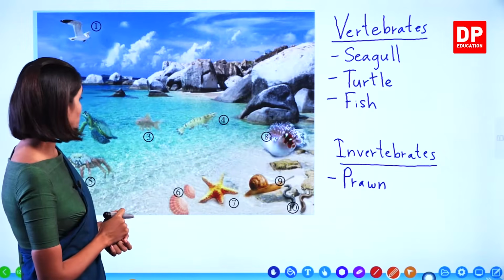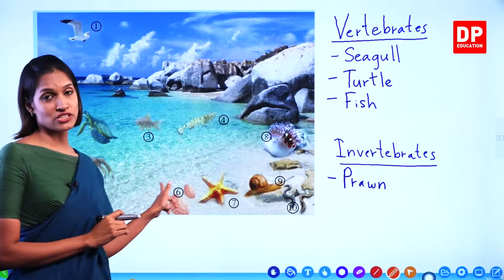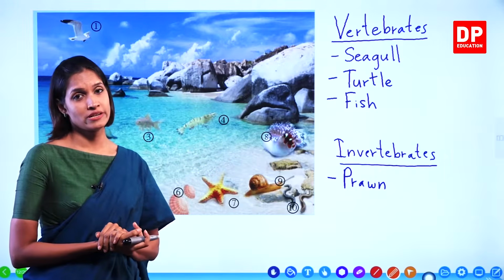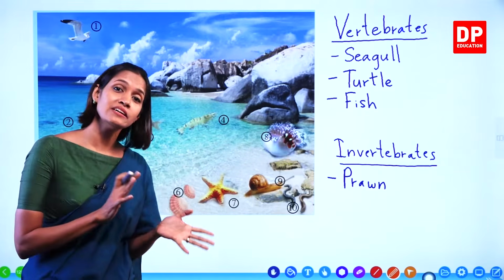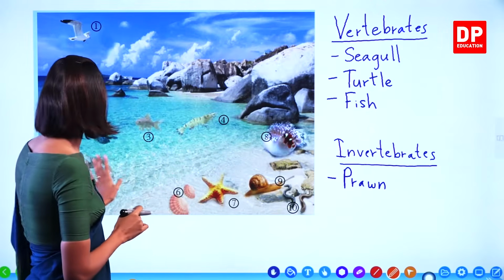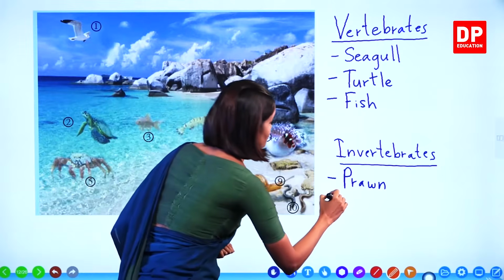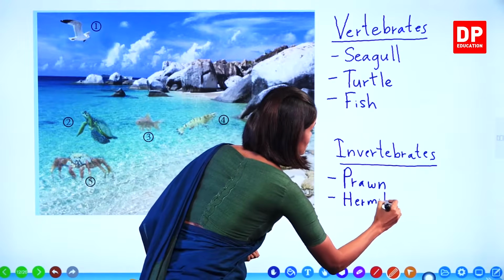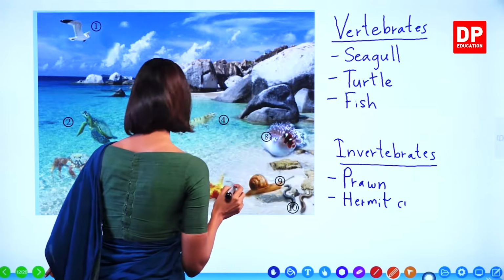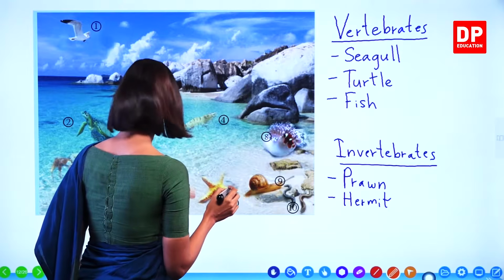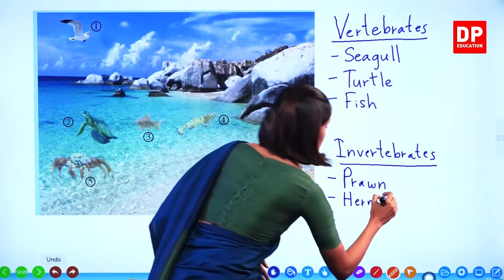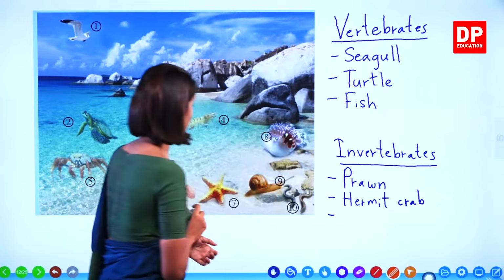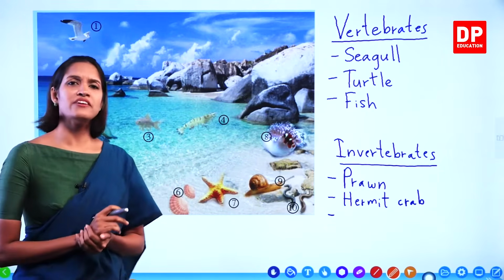Then number 5 is hermit crab. Crabs also don't have a backbone, children. Okay, we learned it under examples before. So hermit crab comes here.